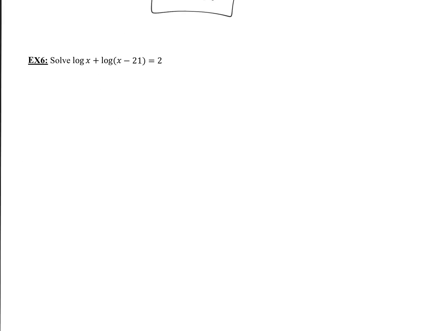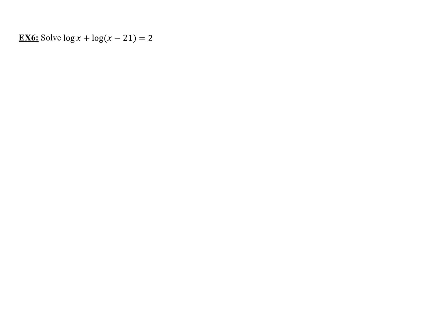Okay, let's take a look at the last example. Is this exponential or logarithmic? It's logarithmic. How do I know that? Well, there are logs in it. The next question, is it a type 1 or a type 2? It's a type 2. How do I know that? Well, one of the terms is not a log. There's a little alien hanging out.